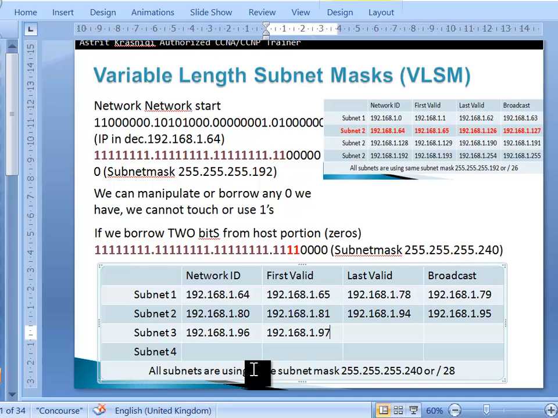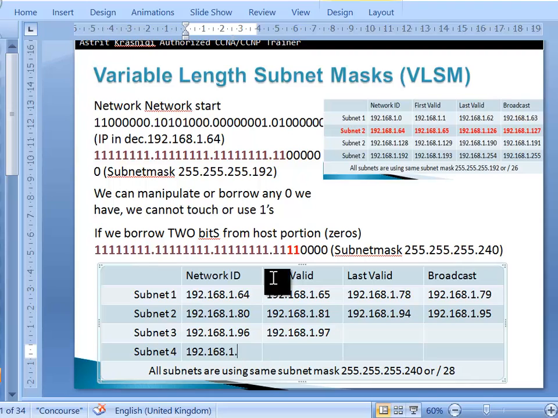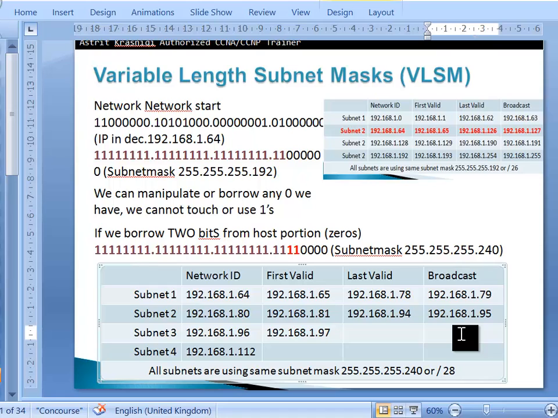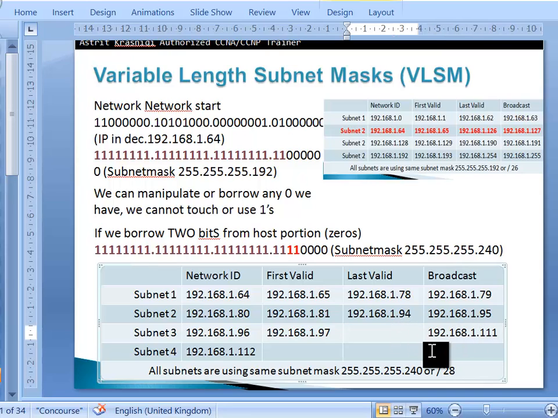Subnet 3: the first valid address is the network ID plus 1, so 192.168.1.97. To find the last valid address and broadcast, we find the next subnet ID. We add 16 to 96, so that's 112. So the broadcast is the subnet 4 ID minus 1, so 192.168.1.111. And the last valid address is the broadcast minus 1, so 192.168.1.110. That's the last valid address available.